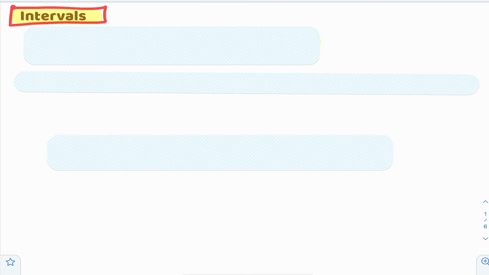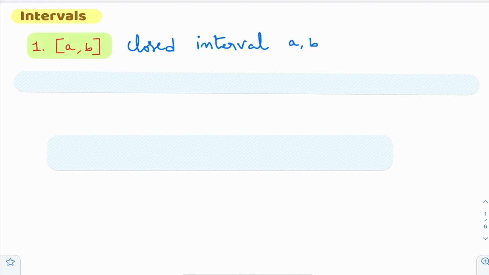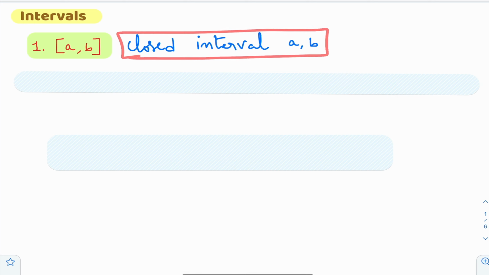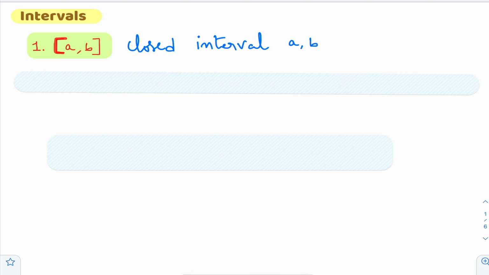In intervals, a total of 4 types of intervals are there. We will see one after another what those intervals are. You observe this. This is the first interval. How do you read it? We read this interval as closed interval a comma b. Whenever you see this type of brackets, these are known as closed brackets. So we read it as closed interval a comma b.